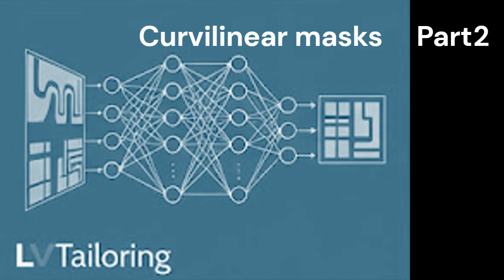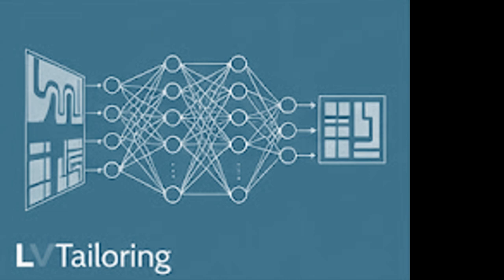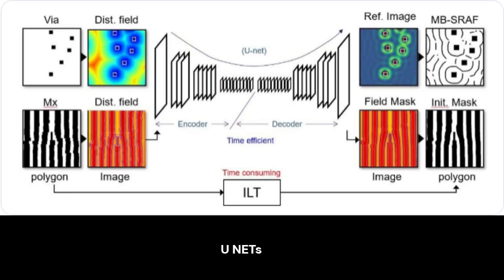Curvilinear masks, Part 2. In Part 1, we established that inverse lithography technology, ILT, needs neural networks to bridge the massive computational gap. But not all neural networks are created equal. Today, let's discuss why I'm betting on physics-informed neural networks, PINNs, over the more common approaches like CNNs, convolutional neural networks, or GANs.